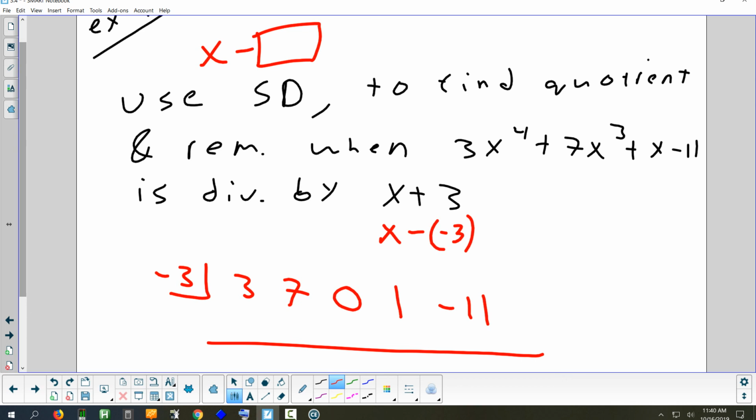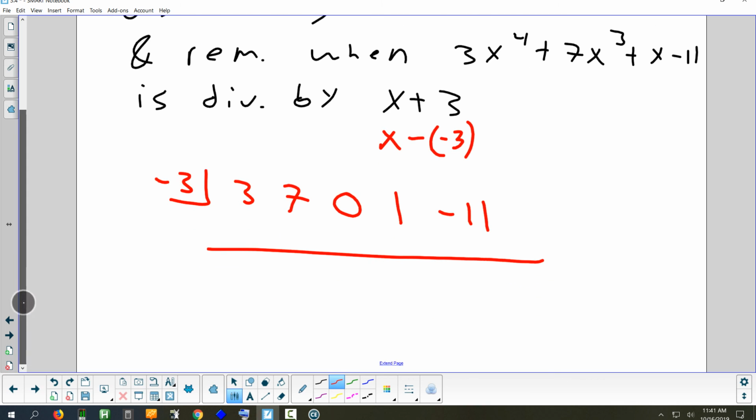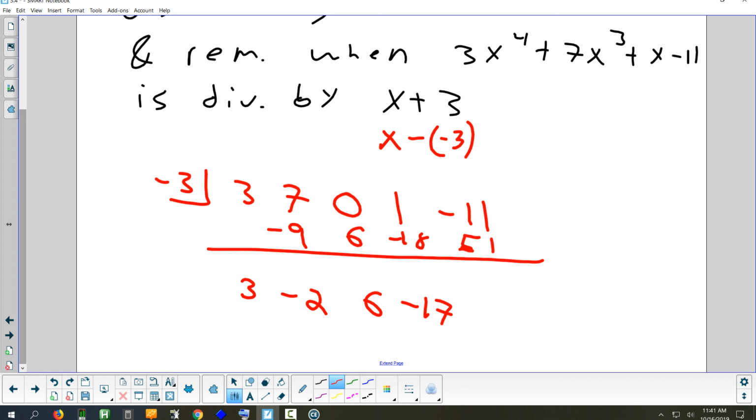Now, I'm going to just go through this problem kind of at normal speed, well, it won't quite be normal speed because I'm going to talk out loud as I do it, but watch how fast we can do this whole problem. Bring down the 3. 3 times -3 is -9. 7 combined with -9, -2. Times negative 3, 6. Added to 0, 6. Negative 3 times 6, negative 18. Negative 18 plus 1, negative 17. Negative 17 times negative 3 is 51. And 51 minus 11 is 40.